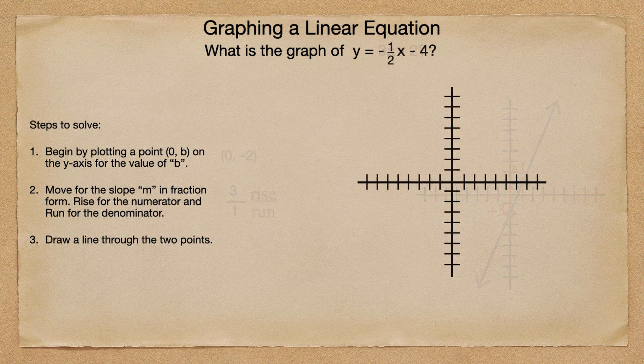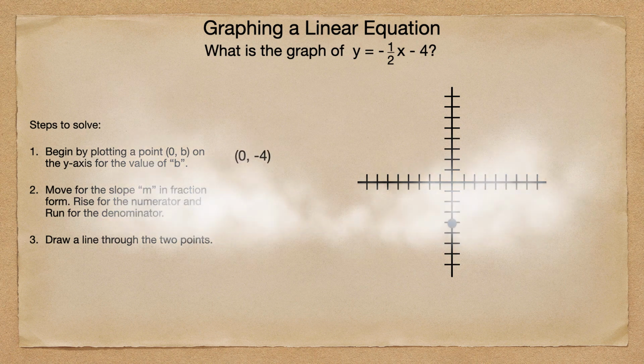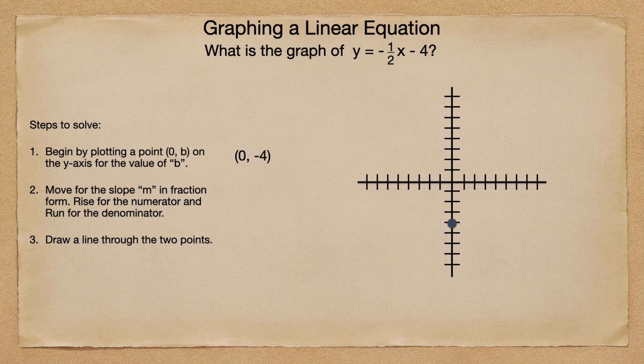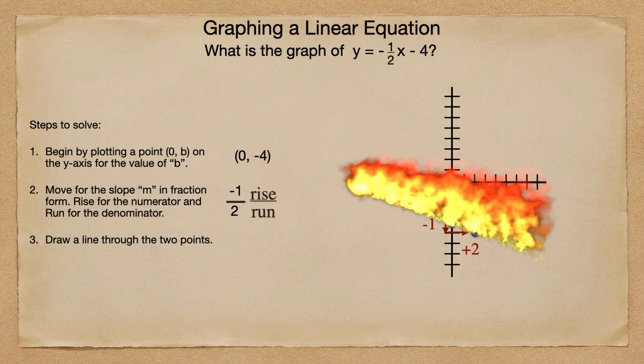Let's take a look at the graph of y equals negative 1/2 x minus 4. Here, our y-intercept is negative 4, so from the origin, we can go down 4, and that is our y-intercept at 0, negative 4. From here, we will move the slope, which is negative 1/2, so we will fall 1 from the y-intercept and run 2 to the right, and that will be our second point, and we can draw a line through our 2 points.